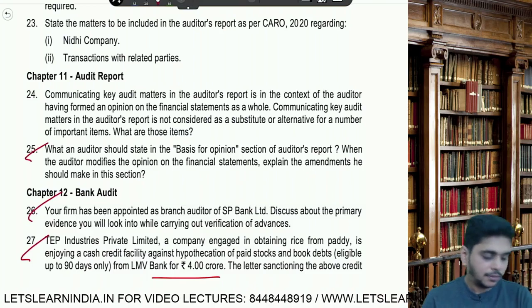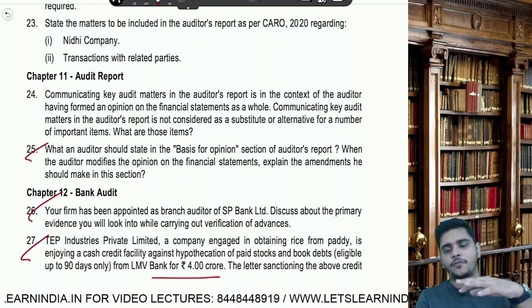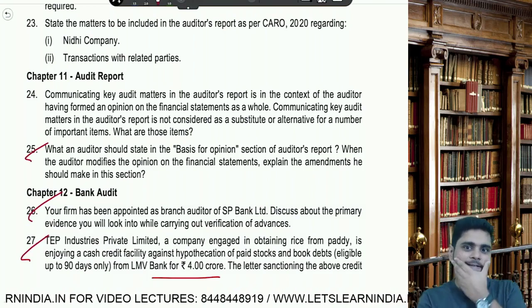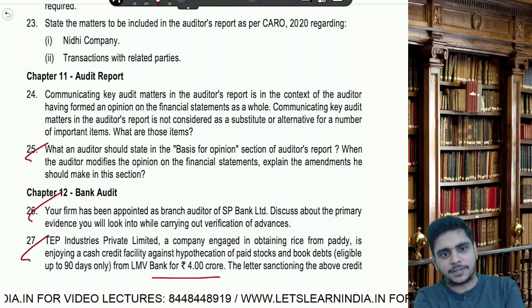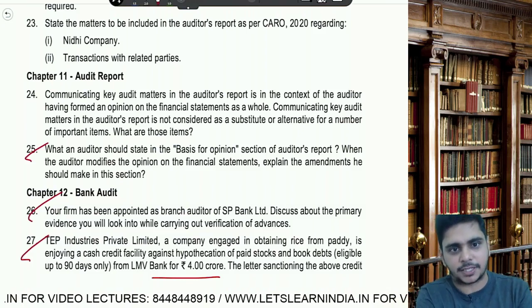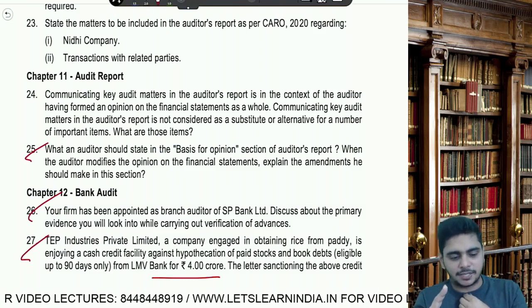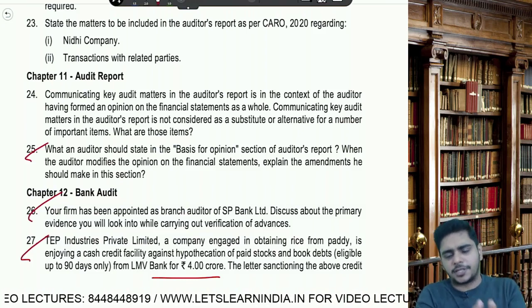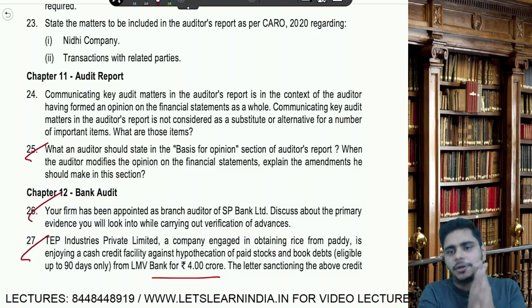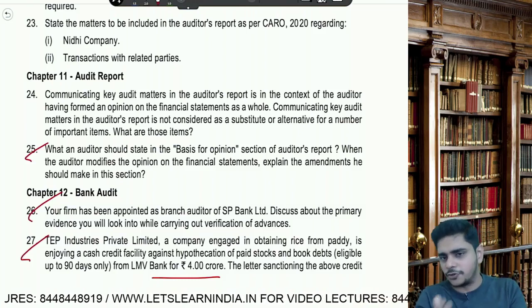25th. What should an auditor state in the basis for opinion section of the report? When the auditor modifies the opinion on the financial statements, explain the amendments he should make in this section. When you give a disclaimer, then the para gets changed. Disclaimer: we have done the audit as per SA. Our responsibility is stated in the auditor's responsibility para. We have obtained all the evidence to form the basis for the opinion.